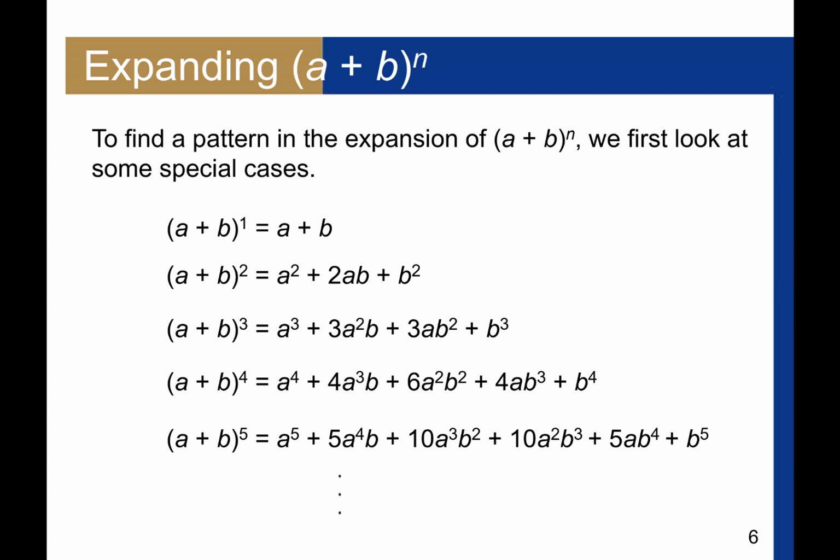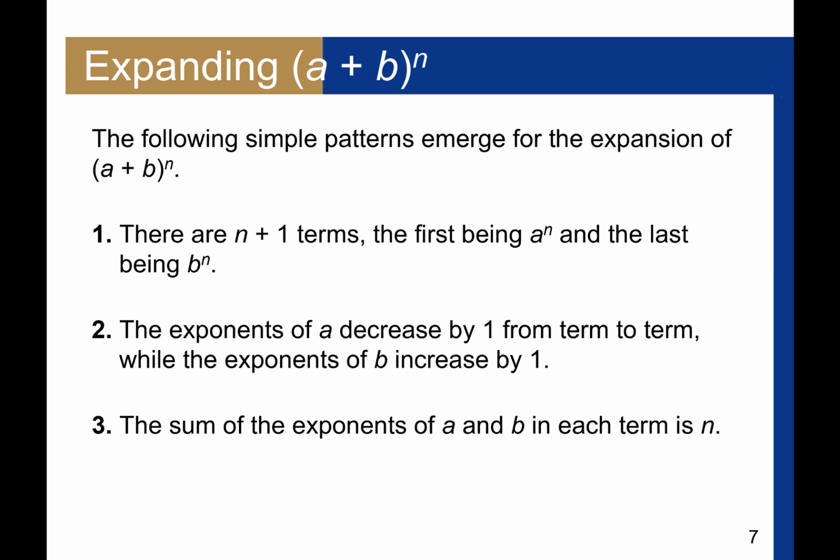And then you look at each individual term, doesn't matter which expansion here. What do you notice about the two exponents? All right, so we're raising it to whatever power n. There are going to be n plus 1 number of terms. So with the first power, we had 2 terms. Squaring it, we had 3 terms. The first term is always going to be a to the n. The last term is always going to be b to the n.